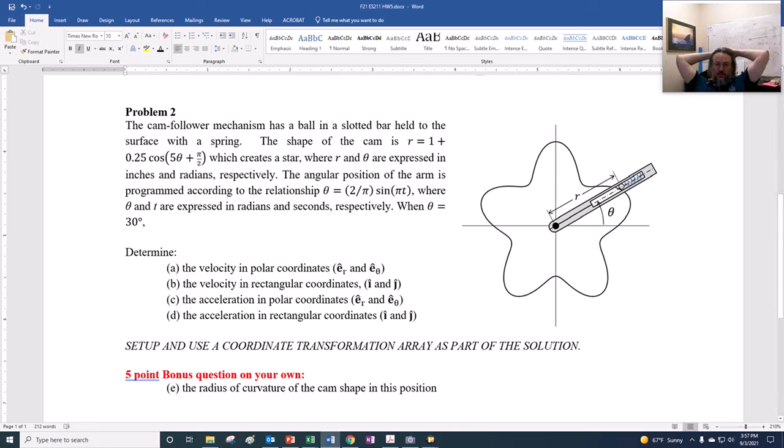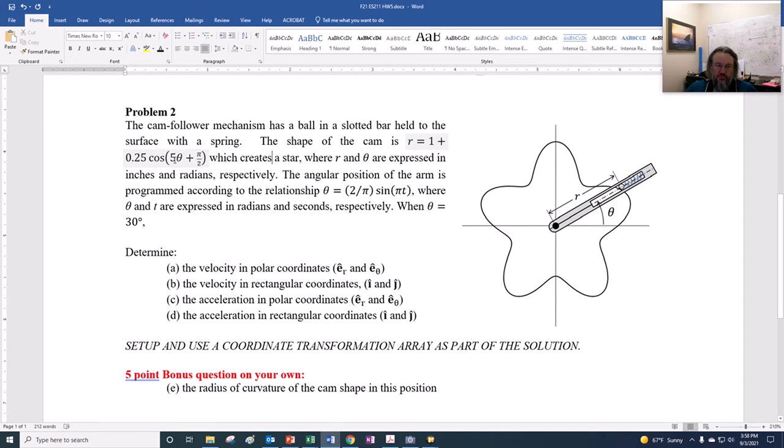Okay, so in this next one, there's a cam follower mechanism, and it has a ball inside this little slot, and it's held onto the surface with a spring. The shape of the cam is determined to be this equation right here.